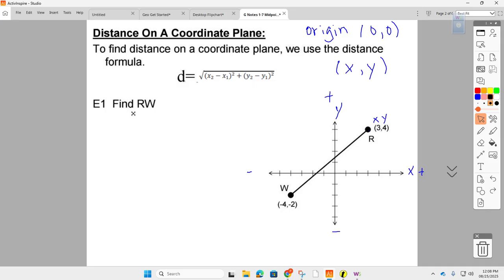So, example 1 says we're going to find the length of RW. Remember, if it doesn't have a line up there, that means length. So let's go ahead and add that to our notes to remind us. If there were a line up there, it would have to tell us something to do with segment RW. But if there's no line over it, we have to know that we're finding the length of RW.